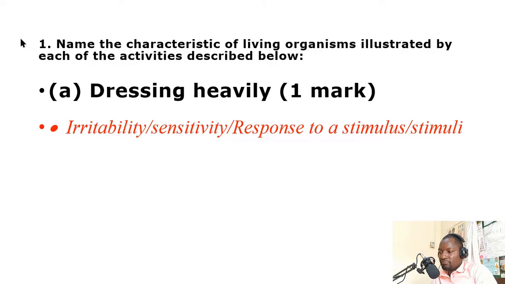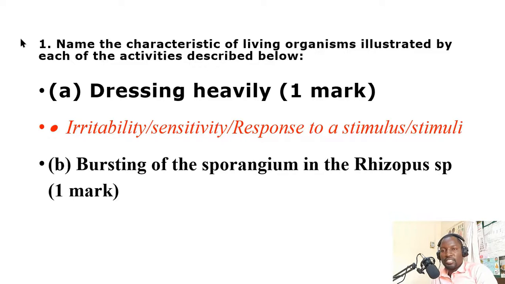Remember, cold by itself is a stimulus, and therefore the response by dressing becomes a response to the stimuli. The second one is bursting of the sporangium in the Rhizopus species. That is definitely a type of asexual reproduction, and that is under reproduction.